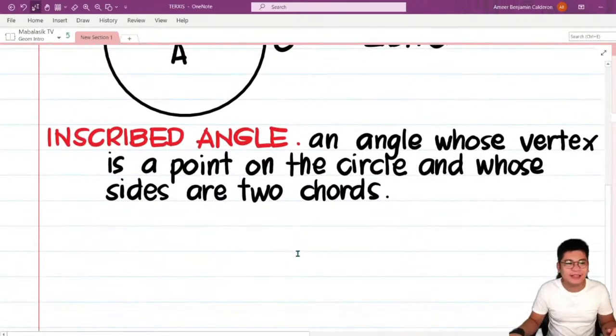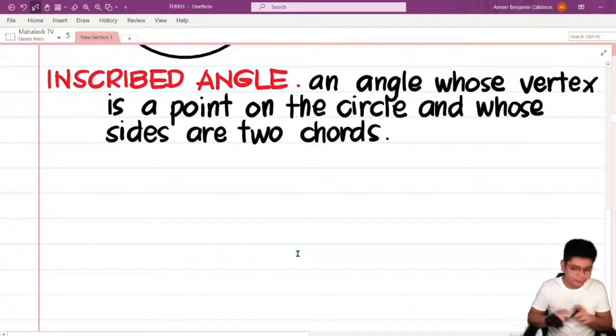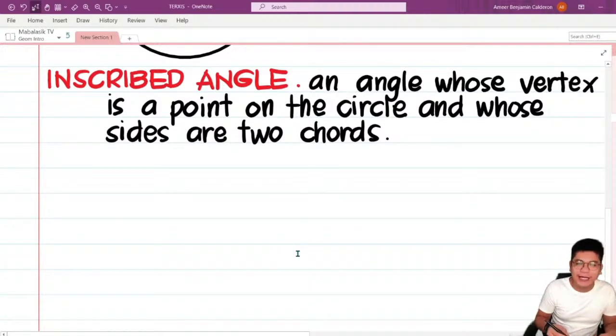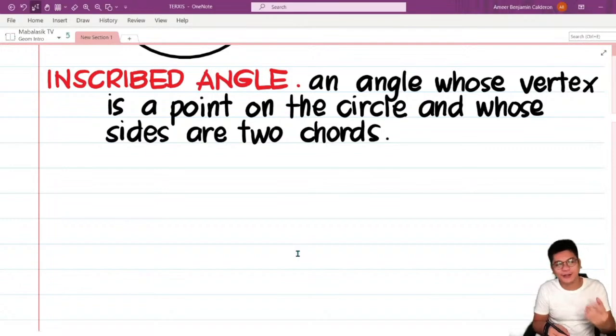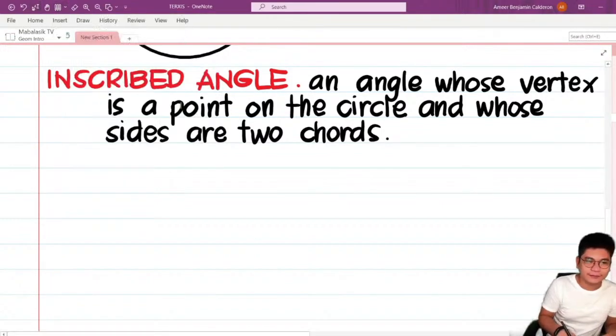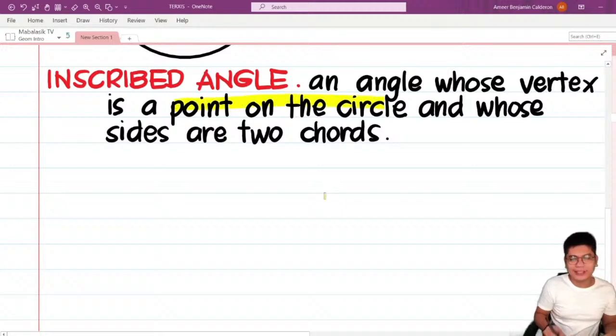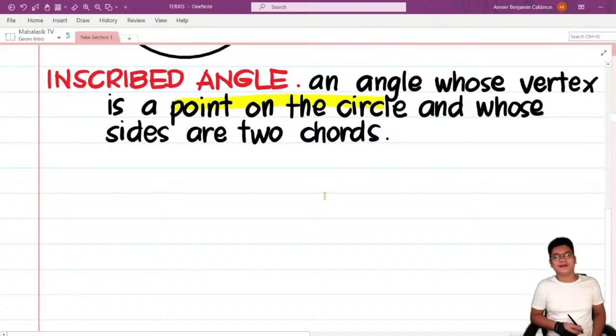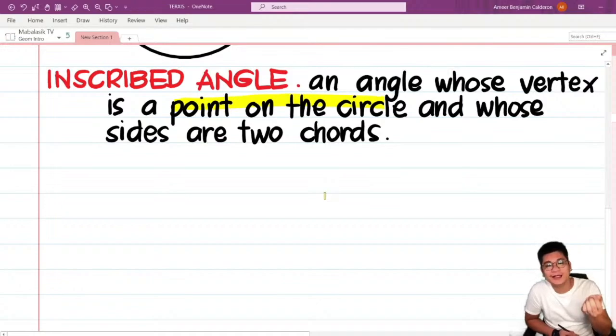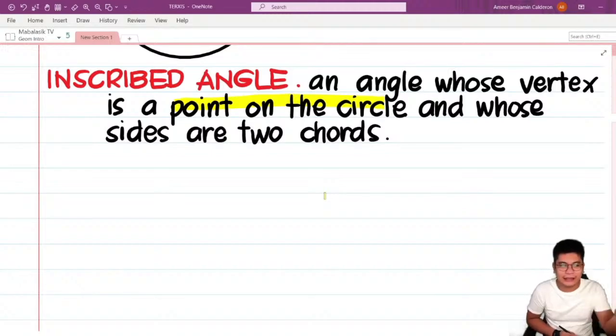Last term is inscribed angle. So, what is an inscribed angle? It is an angle whose vertex is a point on the circle. Ayun. Okay, the vertex is not the center of the circle. Rather, it is a point on the circle. And then the sides are not radii, but rather chords.